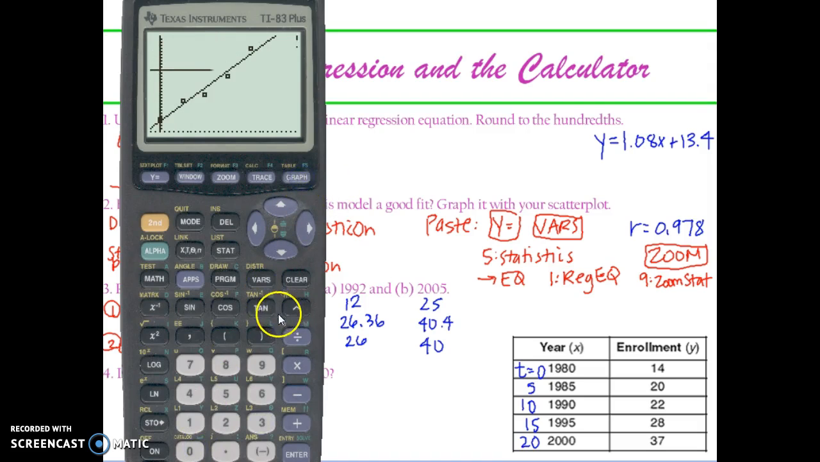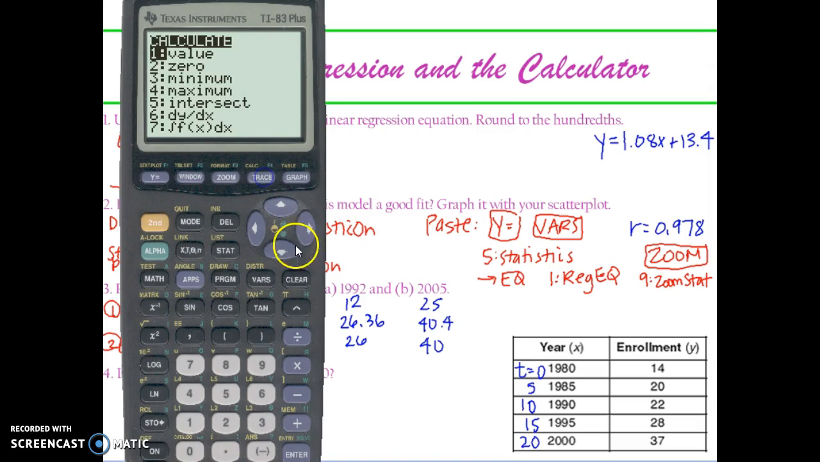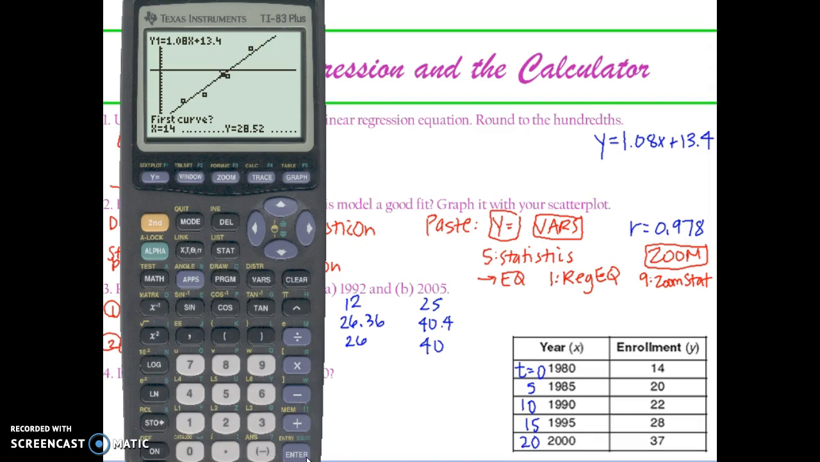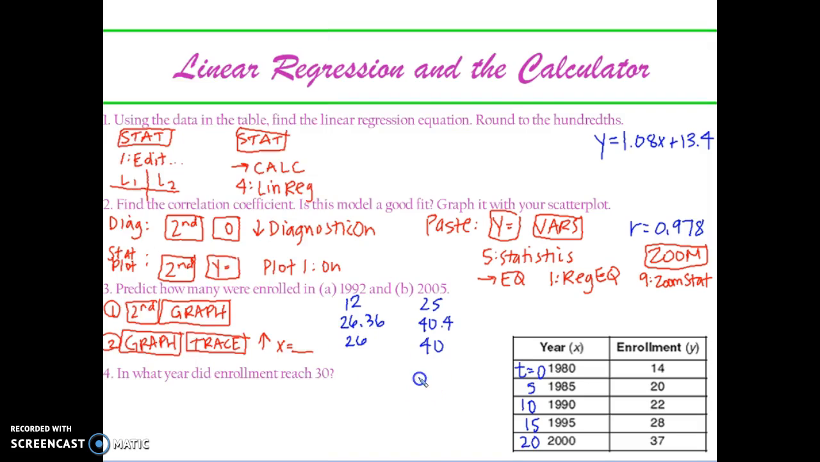I'm going to go back to my graph, and you have a horizontal line that goes straight across. That is your horizontal line marking 30, which means that that intersection is where my equation equals 30. So I want to find the intersection. I'm going to go second trace, go down to intersect, number 5, and it's going to ask me first curve, second curve, guess. Your calculator is pretty good at picking it up, so I'm just going to go enter, enter, enter. So my intersection is at 15.3730. So T equals 15.37.